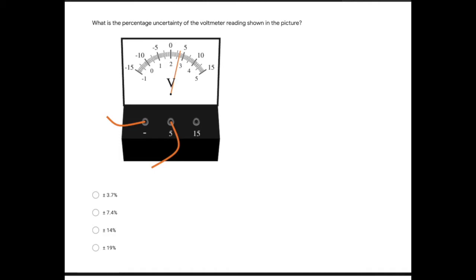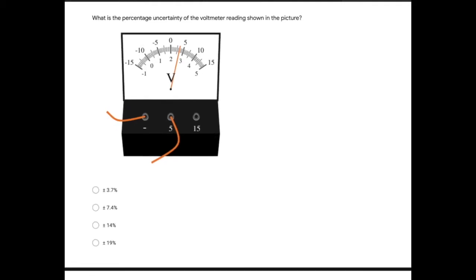Now taking a reading again from an analog instrument and converting that into a percentage uncertainty. So your first task here is to identify the absolute uncertainty. This time our voltmeter is using the negative and the 5 volt terminal. Okay, so that means that in this instance we are using the lower scale on here.